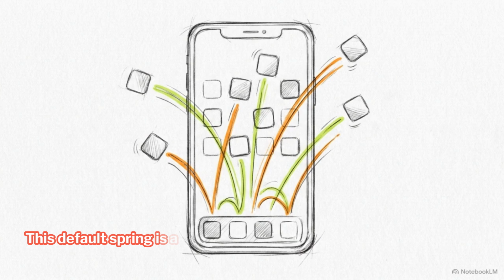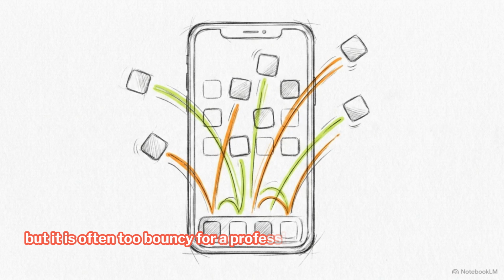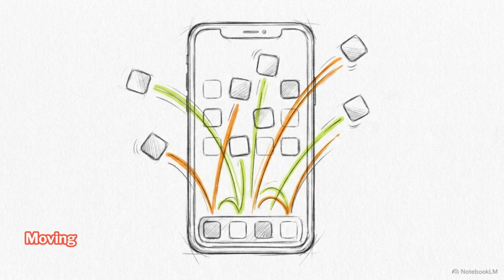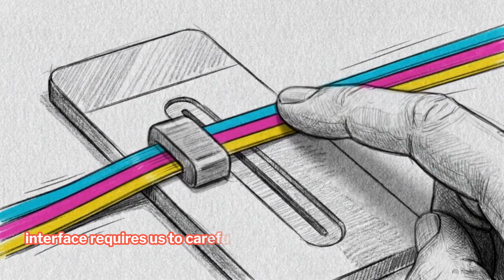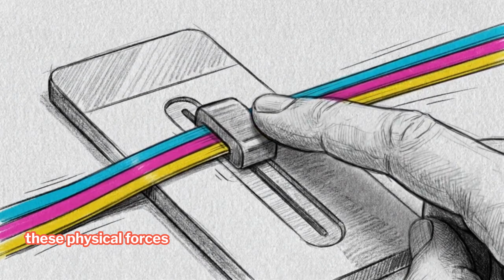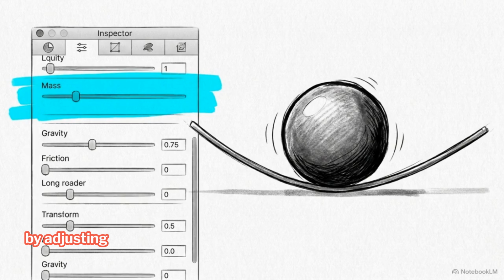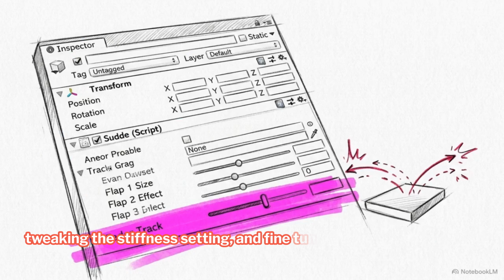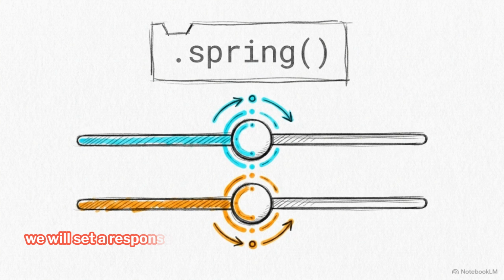This default spring is a significant improvement over linear motion, but it is often too bouncy for a professional production app. Moving from a generic bounce to a high-end interface requires us to carefully calibrate these physical forces manually. We can control the feel of the animation by adjusting the mass variable, tweaking the stiffness setting, and fine-tuning the damping. Inside the spring modifier, we will set a response time of 0.4 and a damping fraction of 0.6.